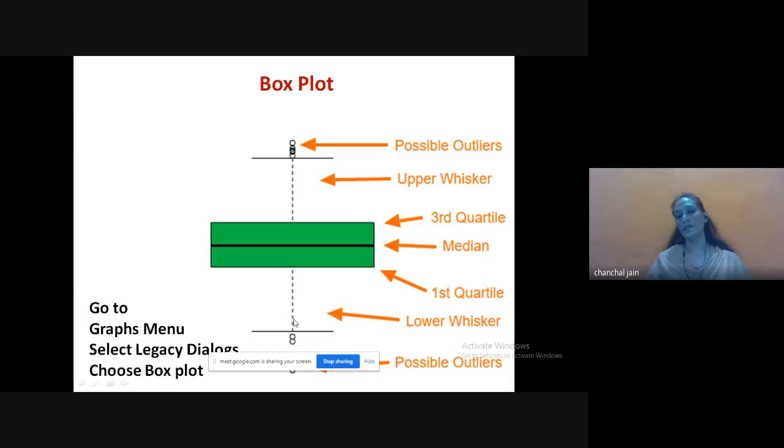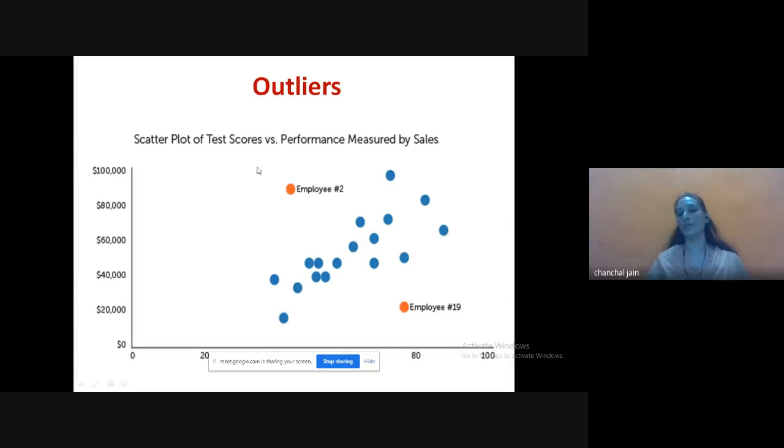This is the lower whisker, which indicates the minimum value of the data set. And this is the upper whisker, which indicates the maximum value of the data set. And here you can see some circles. These are the outliers. Outliers means these data points are very far away from the remaining observations. You can see in the next slide.